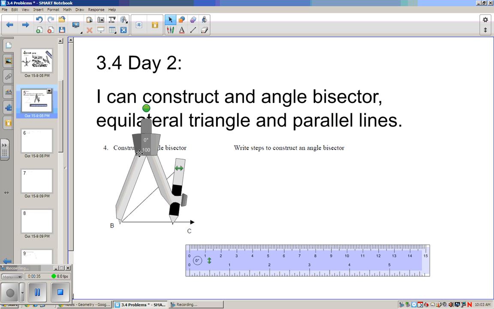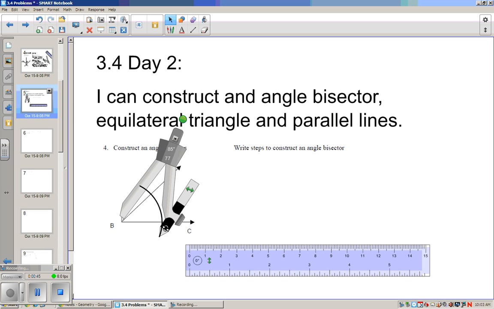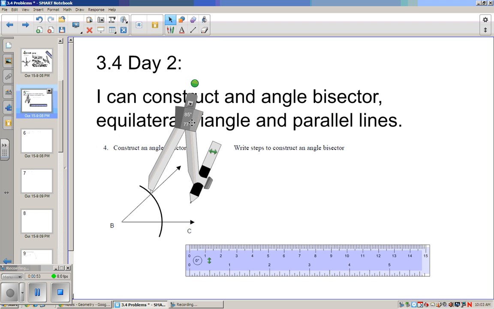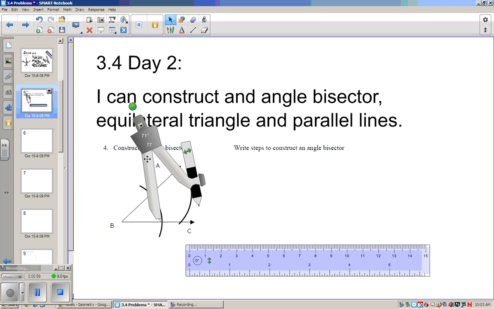So what you're going to do first is take your compass, and just like we did when we duplicated an angle, we're going to make any arc on there. Usually once you make the arc, you don't change the width of the compass, and that's going to be the same here. Now as usual, we go to the intersection and make an arc, and we go to the other intersection, and we make another arc.